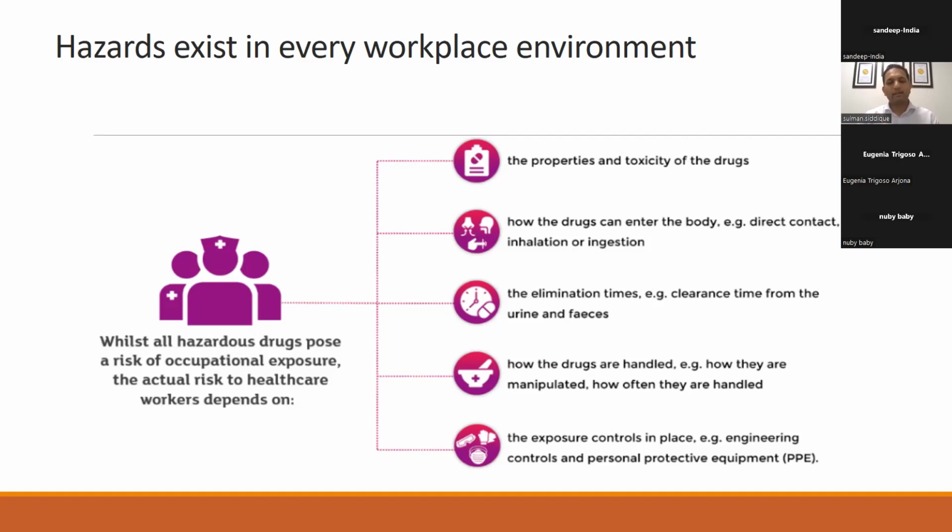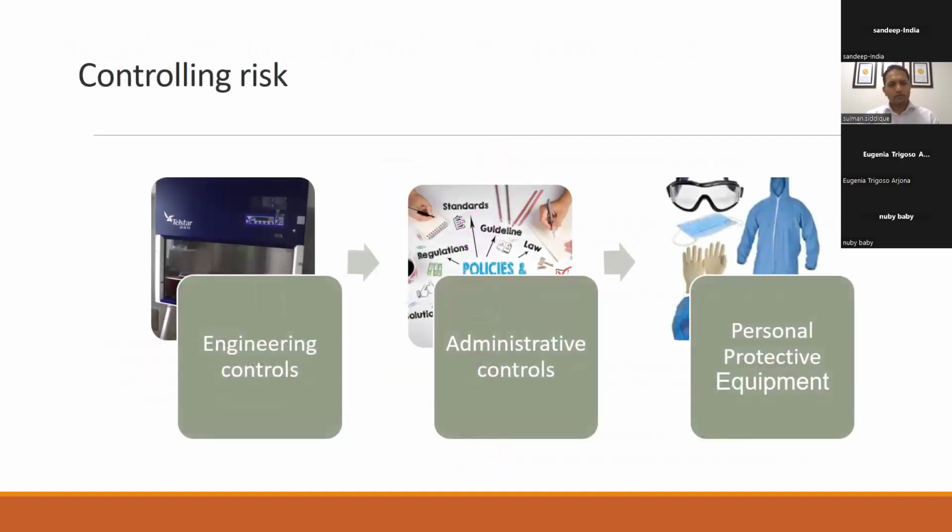And secondly, the exposure controls in place, engineering controls, PPEs. We are going to look at it in detail later on. So there are many ways to control the risks associated with chemotherapy exposure. And these are the three main risk controlling strategies, which are evidence-based.